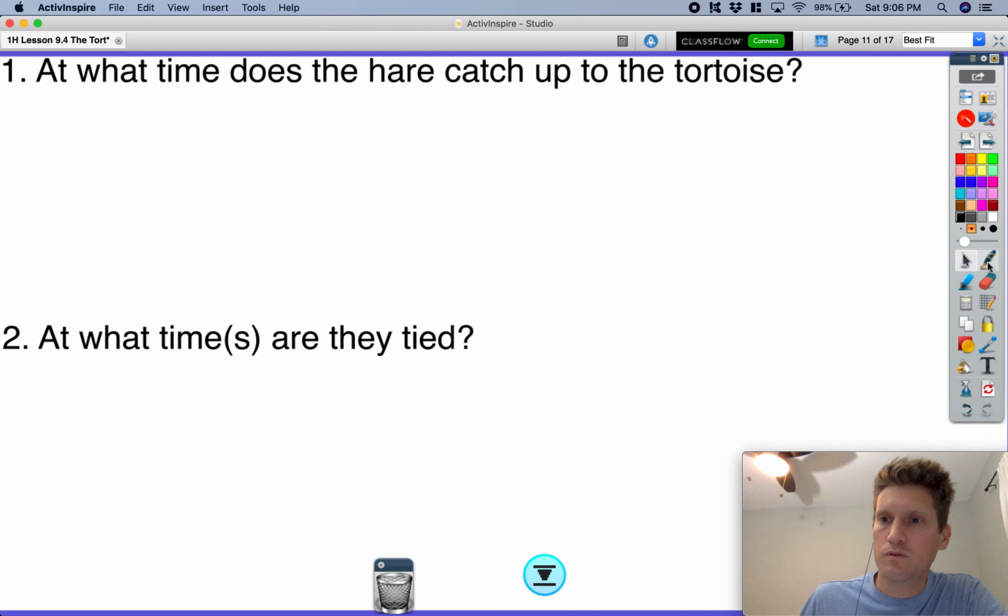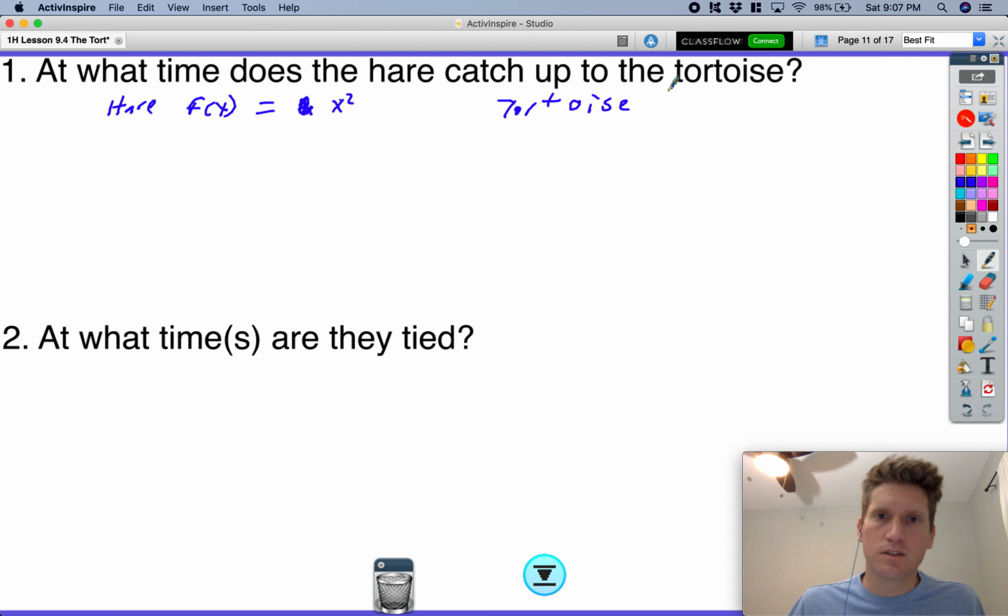He has the function of x to the second power. In your notes, it's t. And we got the tortoise, who has the equation f of x is equal to 2 to the x power. So he has an exponential equation.